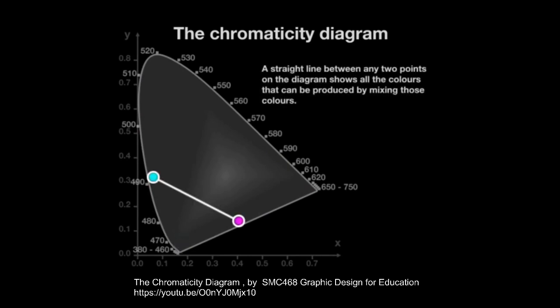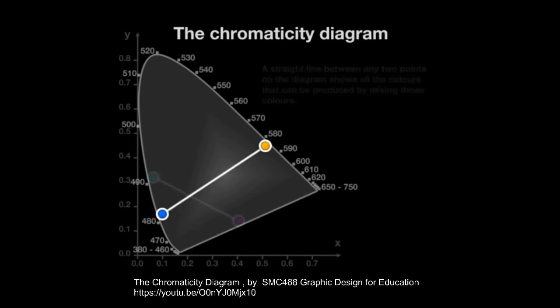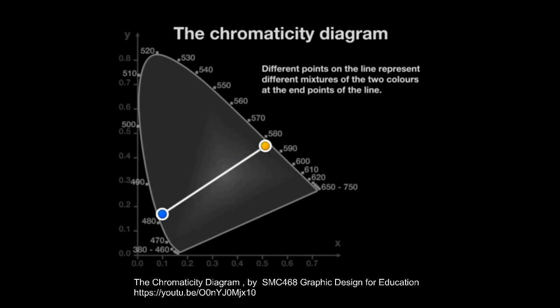A straight line between any 2 points in the diagram shows the colors that can be produced by mixing those 2 colors, that is to say, mixing lights of those 2 colors. So here are 2 pairs of lights, blue and yellow, and I guess purple and something. Different points on the line represent different mixtures of the 2 colors at the endpoints of the line.